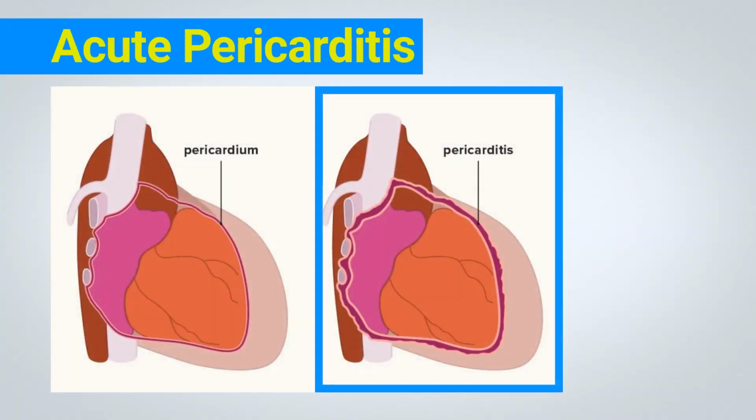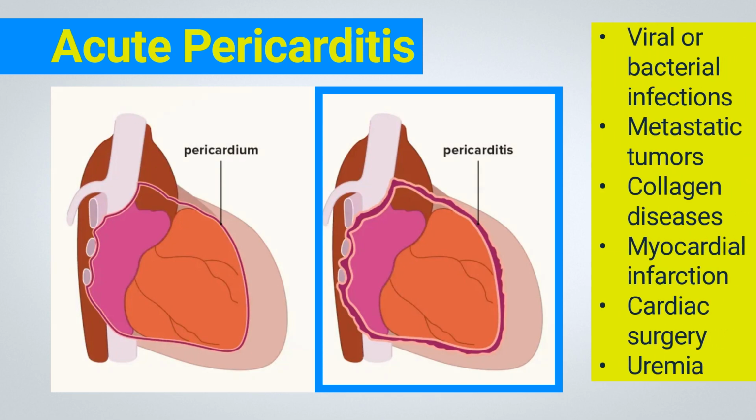Acute pericarditis refers to the inflammation of the pericardium, and it can stem from various causes. These include viral or bacterial infections, metastatic tumors, collagen vascular diseases, myocardial infarction, cardiac surgery, and uremia.